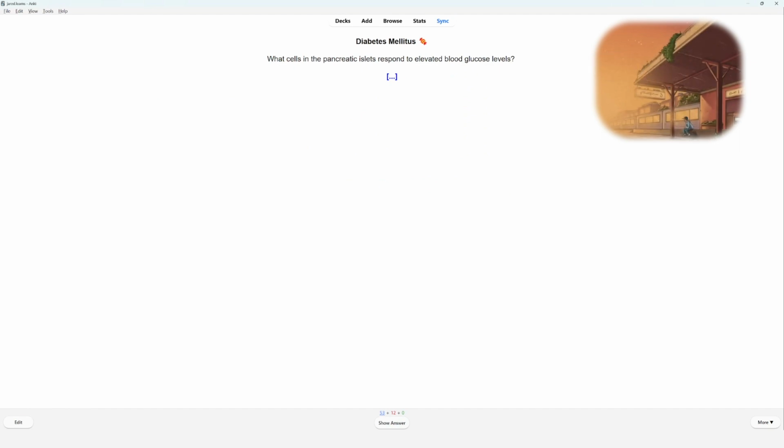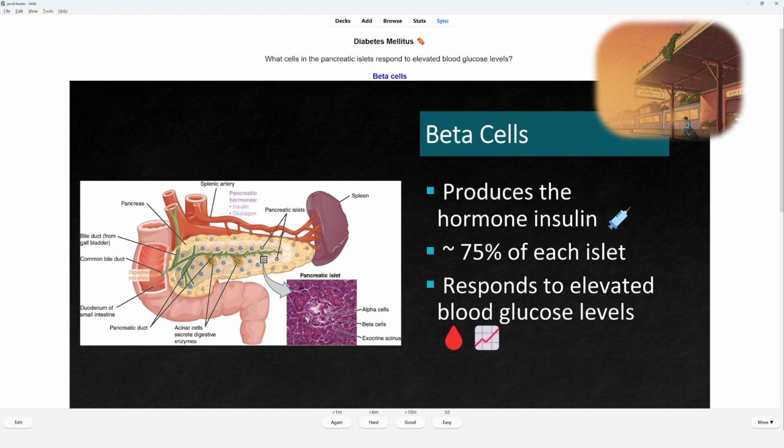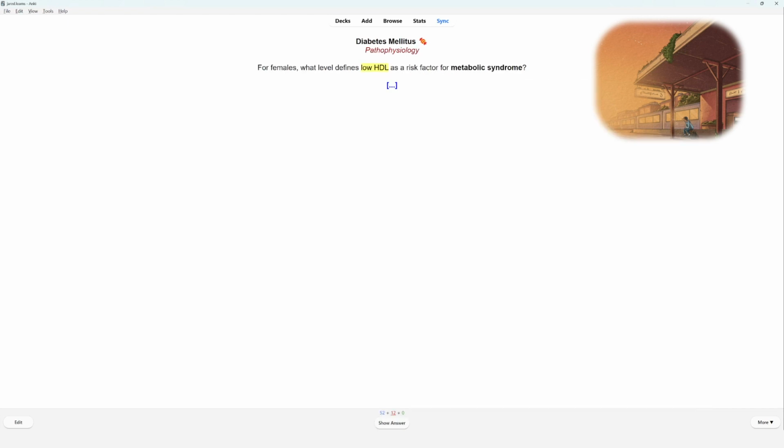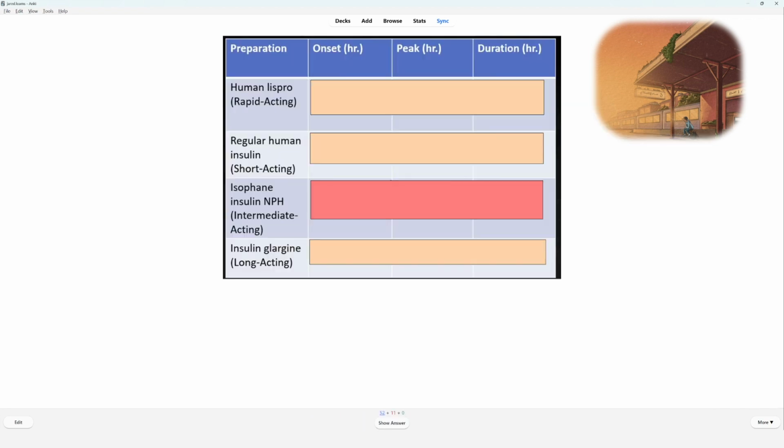What cells in the pancreatic islets respond to elevated blood glucose level? It's beta cells. Females with a low HDL, that's under 50. The NPH is 1.5 onset, 4 to 6 peak, 7 to 12 duration. 1.5, 4 to 12, 16, okay.